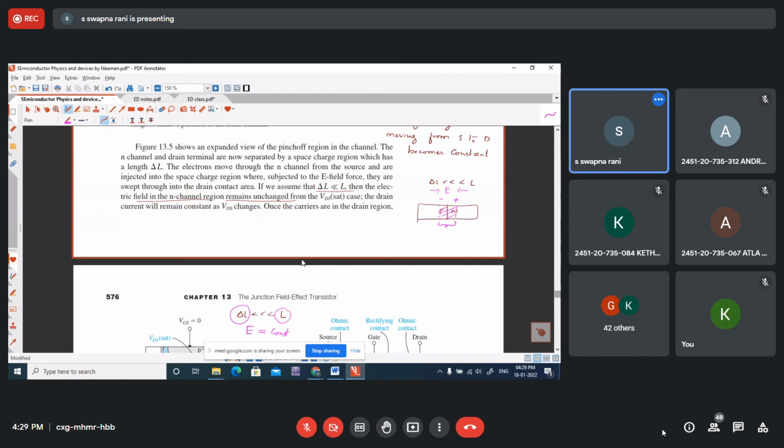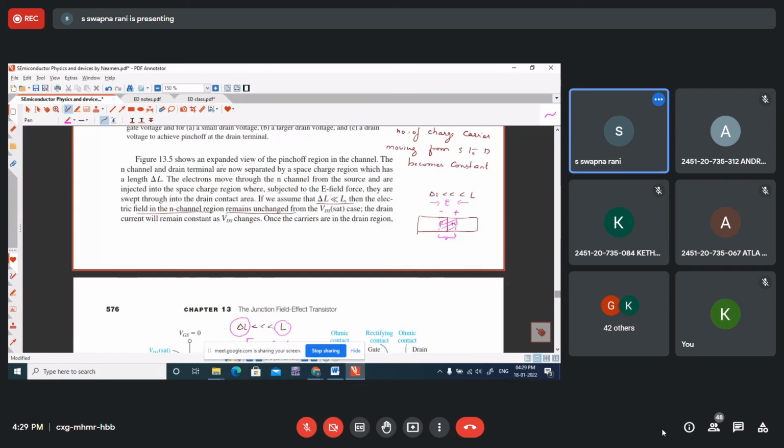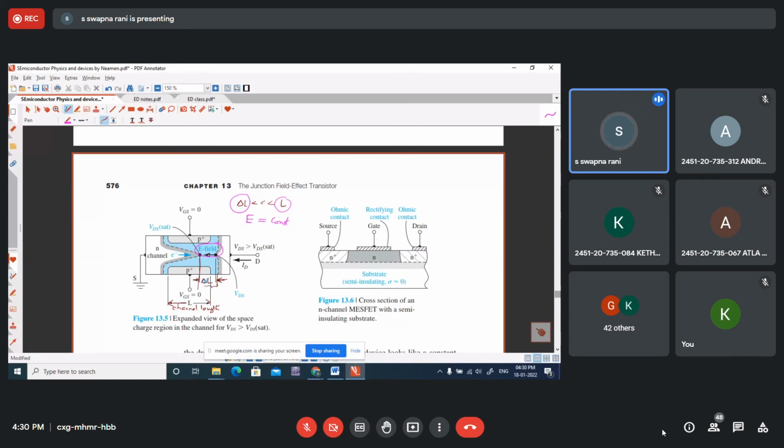See here, this electric field is responsible for the charge carriers to cross this depletion region and enter into the drain side. So electrons move through the N channel from source and they will be injected into the space charge region when they are subjected to the E field. Because of the electric field, they will be swept through into the drain contact area. Like that, the charge carriers will be moving from source to drain. Therefore, drain current is going to be constant. Once these wedge-shaped depletion regions come in contact, thereafter, drain current is going to be constant.